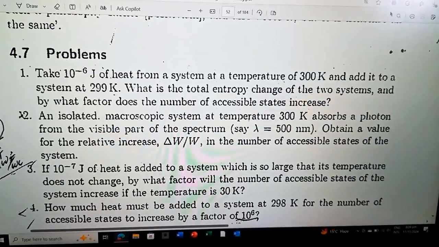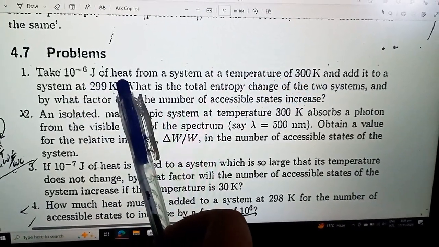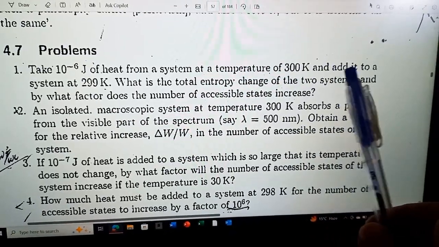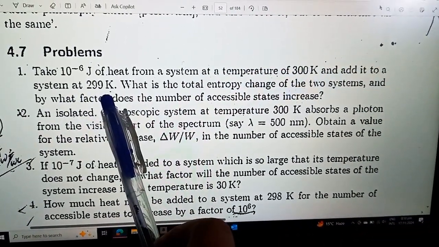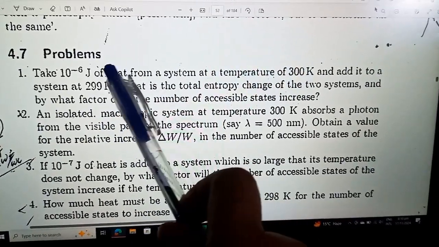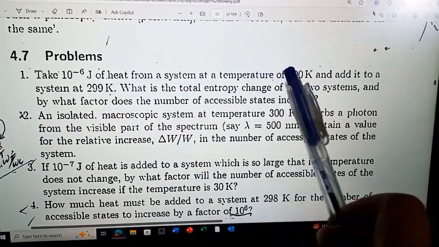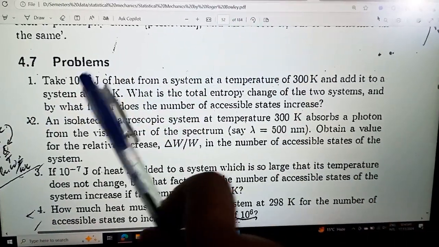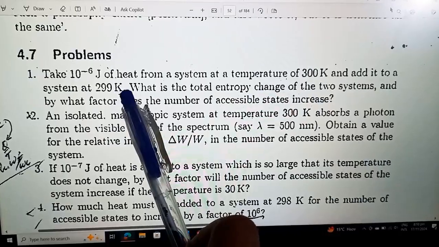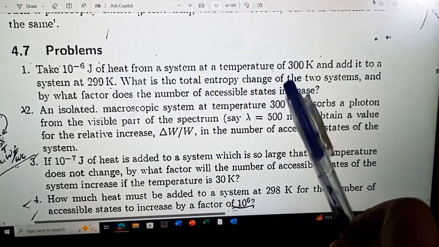Let's quickly get started with problem 1, which says: take 10 to the power minus 6 joule of heat from a system at a temperature of 300 Kelvin and add it to a system at 299 Kelvin. So the situation is that we have taken this amount of heat from a system whose temperature is this, and we have added this heat to another system whose temperature is 299 Kelvin. What is the total entropy change of the two systems?